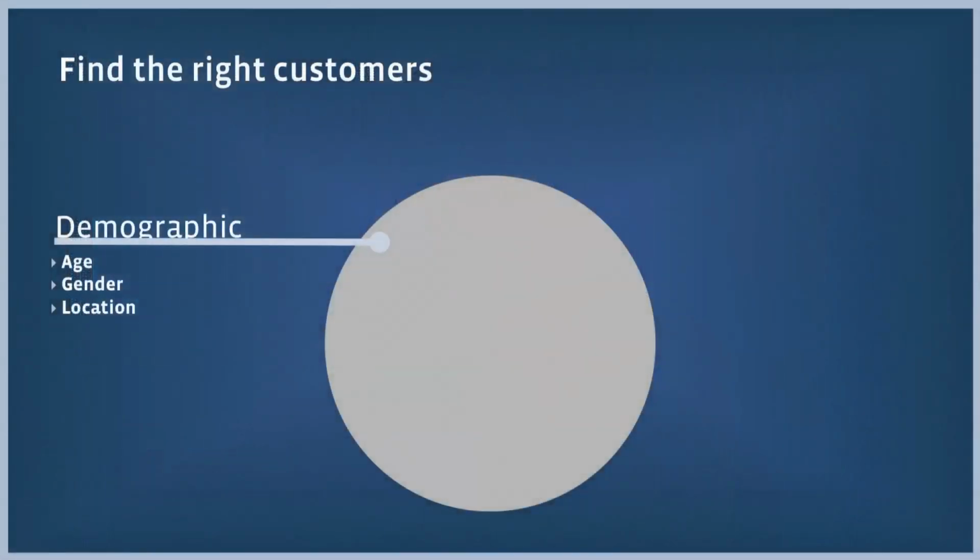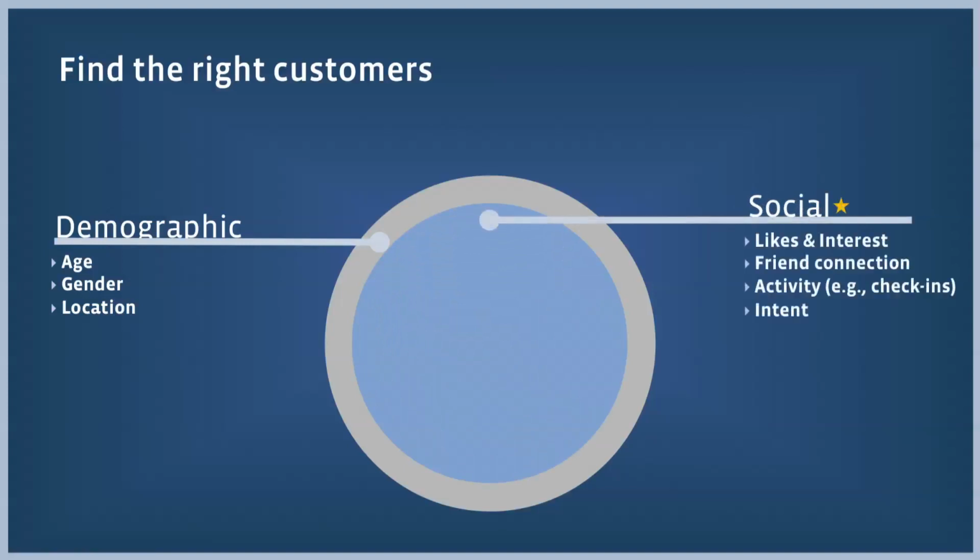So Facebook targeting has a few different dimensions to it, one of which is demographic targeting. As you can see here, you can use things like age, gender, or location to target users, as Kevin mentioned during the Power Editor example. You can also use features like social targeting, which is unique to Facebook, and you can see that by the yellow star on the slide. So social involves things like likes and interests, or targeting friends of a user, or even their activity if they've checked in at a place recently.